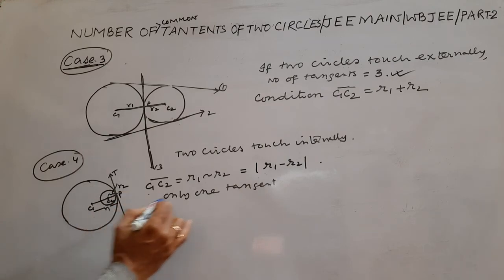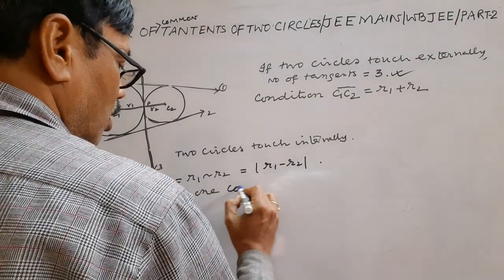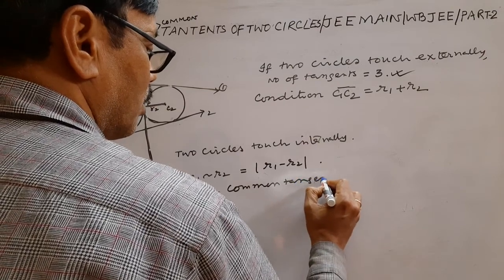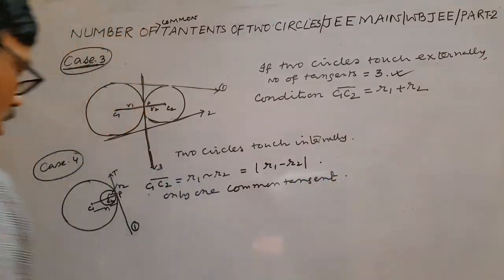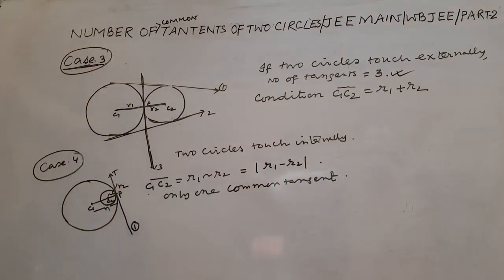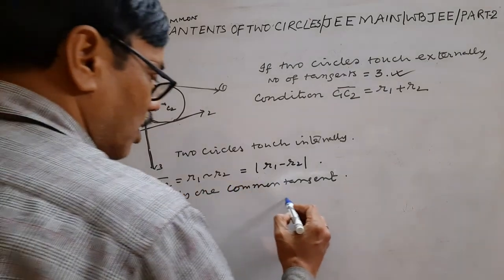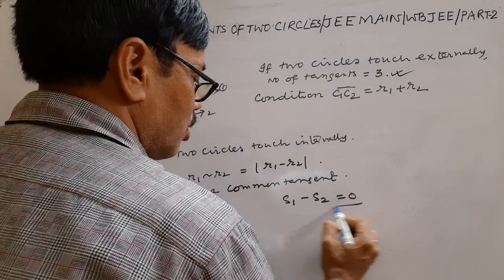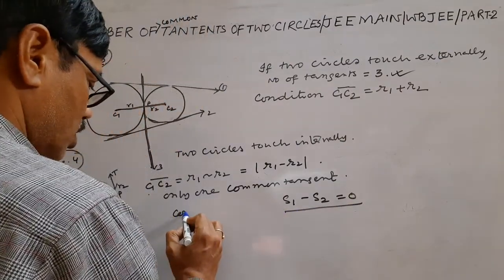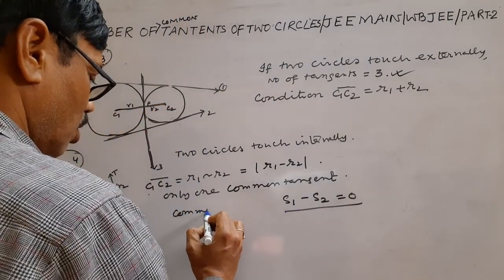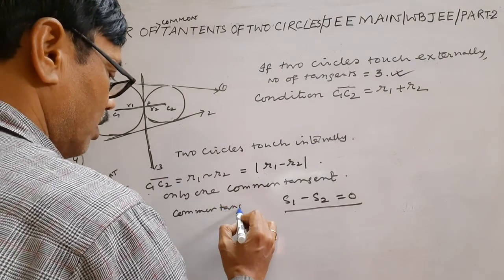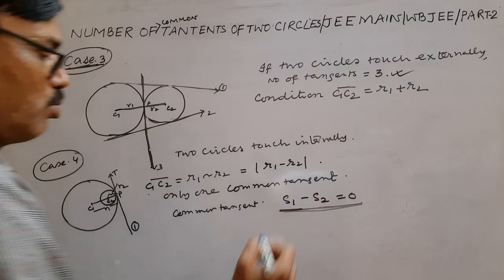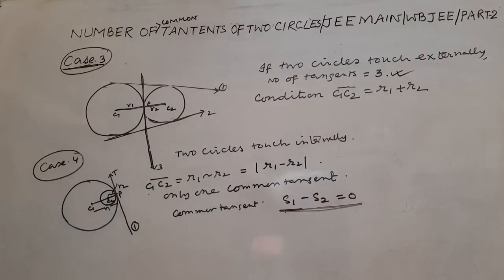So only one common tangent. So what is the equation of the common tangent? S1 minus S2 equals 0. So this is the equation of the common tangent, where S1 is circle 1 and S2 is circle 2.